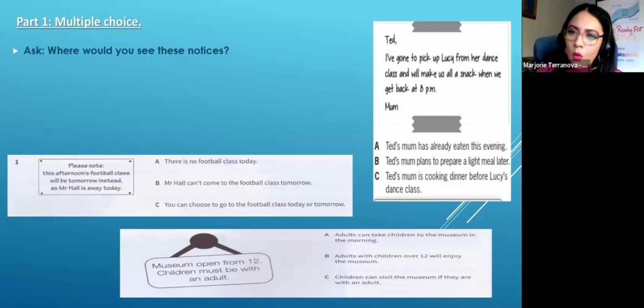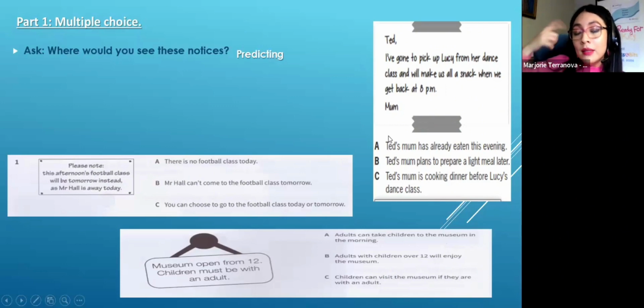Does anybody know what is the name of the technique used in reading when we start anticipating answers? We start predicting, okay? That is called predicting. Maybe if you want to take notes, because you can use the same strategies for your classes, okay? So you're going to expose the students to this strategy, the strategy of predicting, anticipating the kind of information probably that they might find, where they will see this.